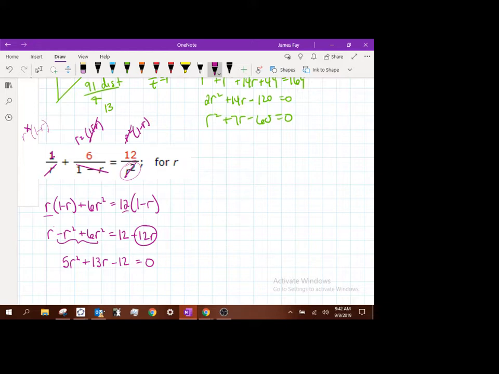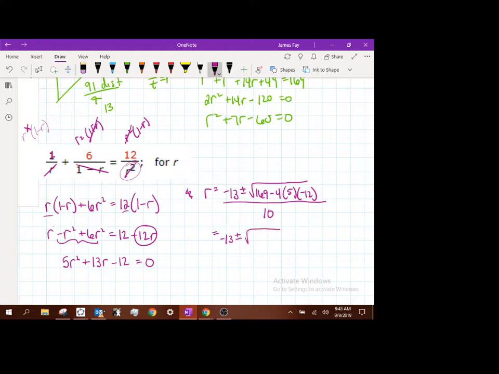Okay. And you could probably use the AC method here, but let's use the quadratic formula a little bit. So I'll say r is equal to the opposite of b, plus or minus the square root of b squared minus 4ac, all over 2a. So maybe the AC method does not work here. We'll see.